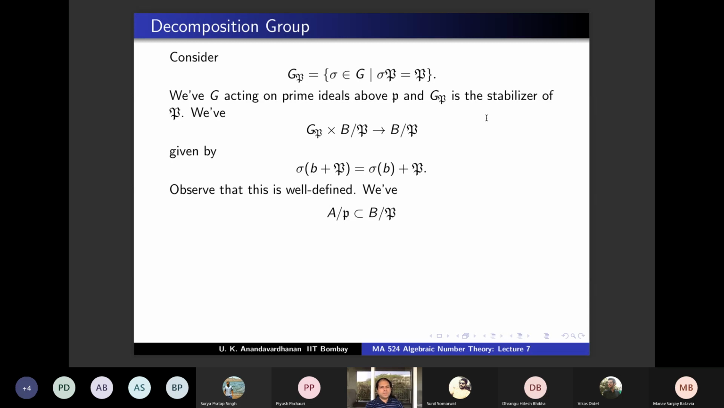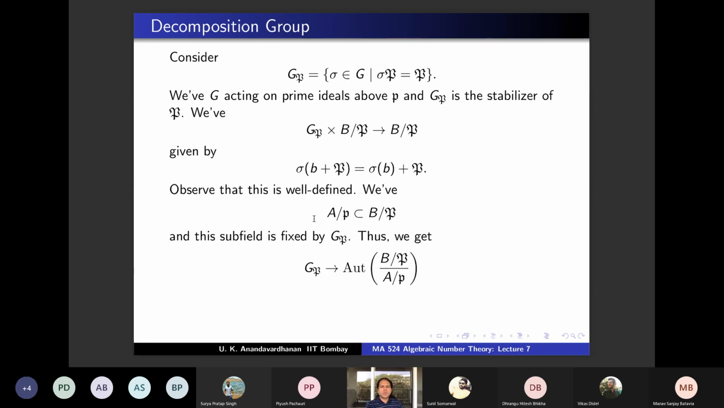And notice that this subfield A/P, since P is maximal, is a field. This field is fixed by G_P, right? Why is that? If you take a plus P and apply sigma, you will get sigma of a plus P. And why is sigma of a equal to a? Because sigma is from the Galois group of L over K, and A is contained in K. So G_P fixes A/P. So G_P acts on B/P, and it fixes A/P.